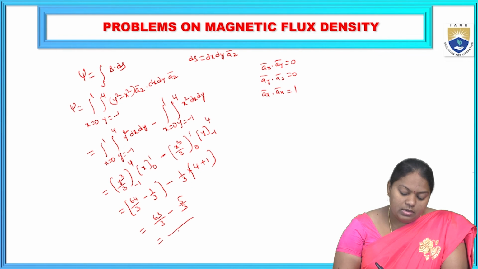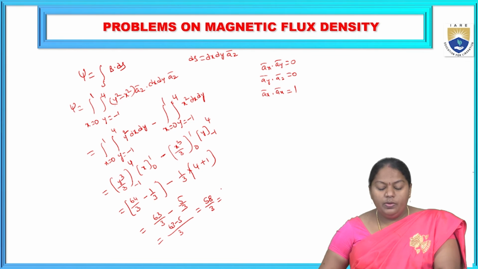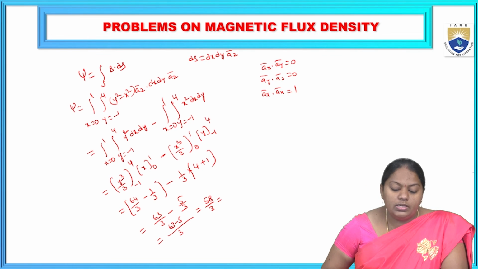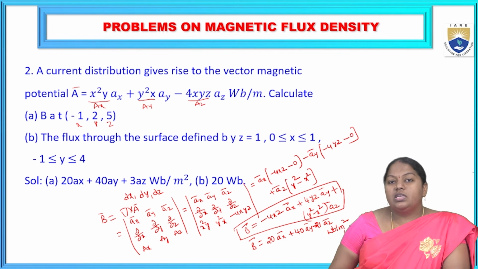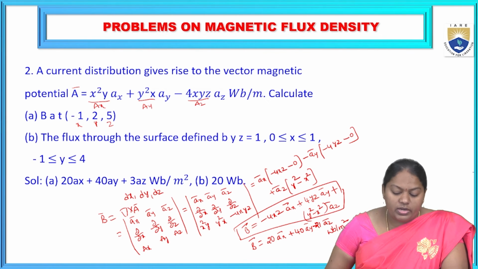If you take the LCM as 3, 63 minus 5 is equal to 58 by 3, which is approximately 20 webers. Okay, 58 is approximately 60, then 3 into 20 gets cancelled, so 20 webers is obtained. Magnetic flux is generally measured in webers. Okay, so this is the way it has been evaluated.